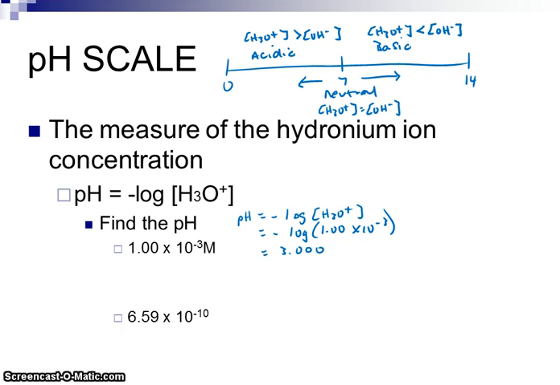So let's say that we're told our hydronium ion concentration is 6.59 times 10 to the minus 10, and we want to find the pH. So pH equals the negative log of 6.59 times 10 to the minus 10. When we plug that in the calculator, we're going to get 9.18.